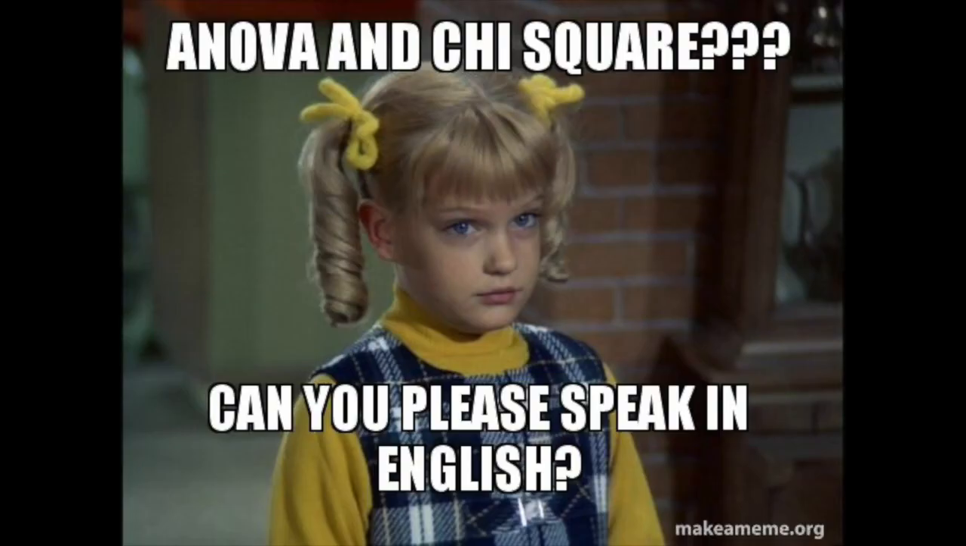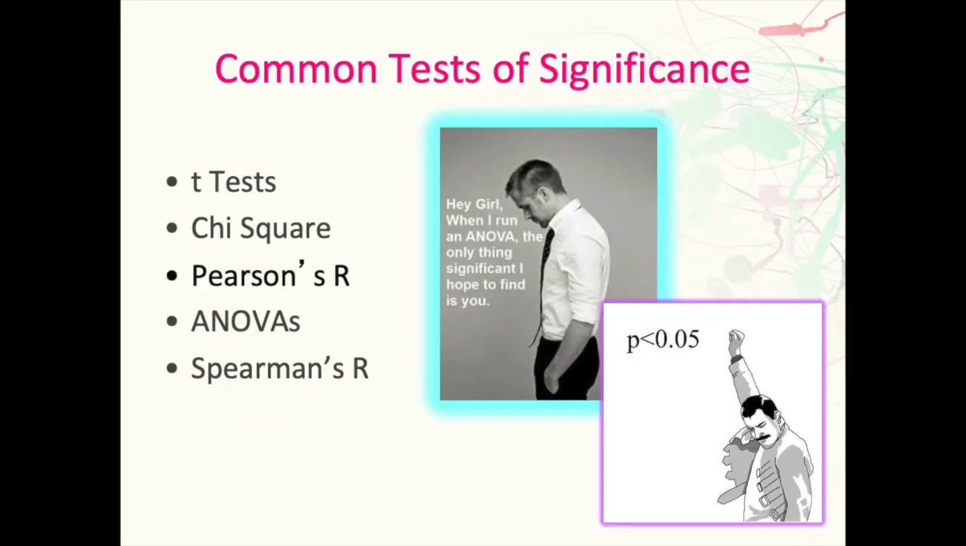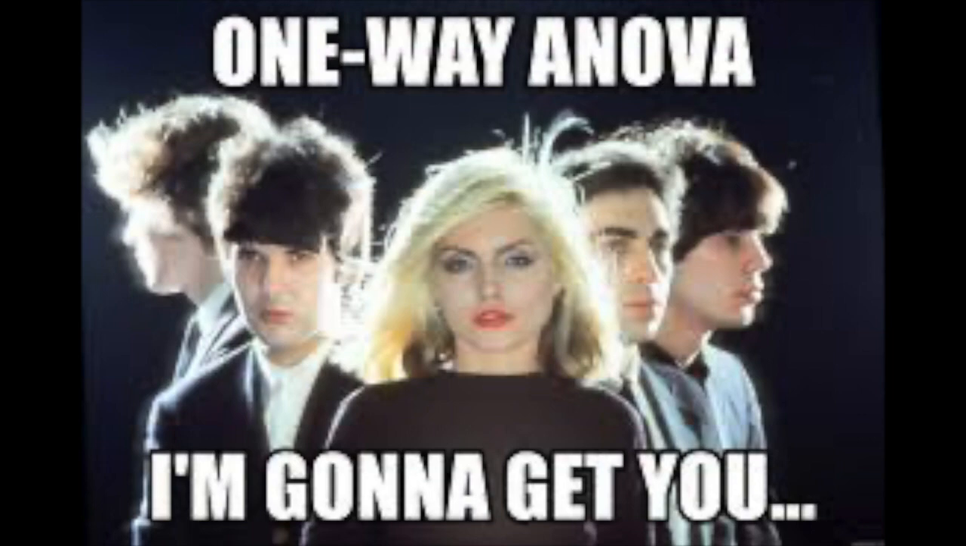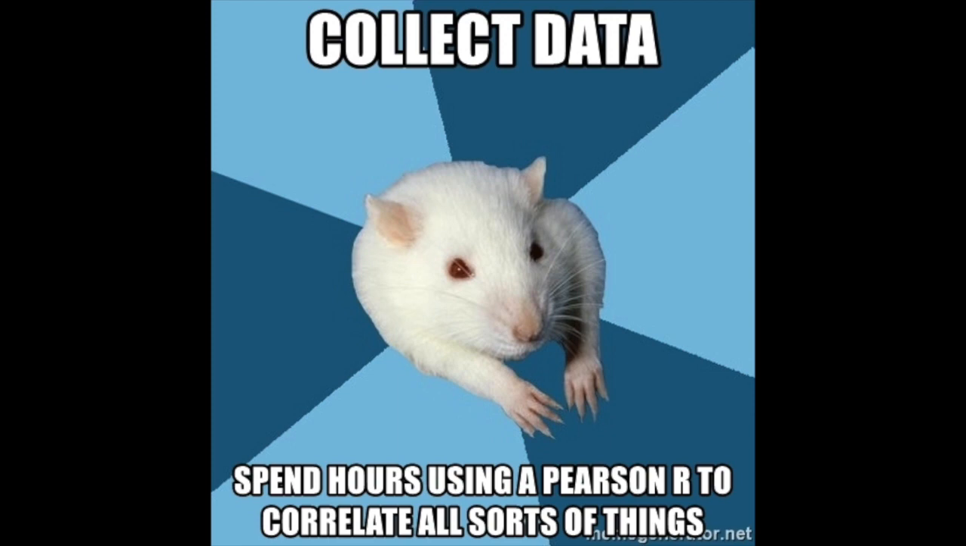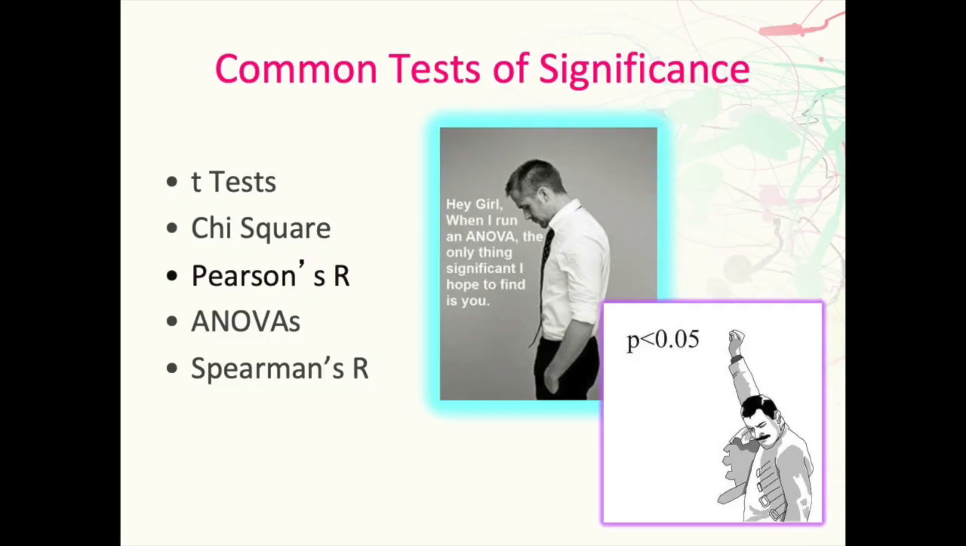And then we have ANOVAs, which are kind of like t-tests, except that instead of comparing 2 groups to see if they are significantly different from one another, ANOVAs compare 3 or more groups. And then the tests that we are going to be running for our class are either going to be a Pearson R or a Spearman R, so it depends on how you collect your data. Generally, my students end up doing a Pearson R because I encourage you to use continuous variables.